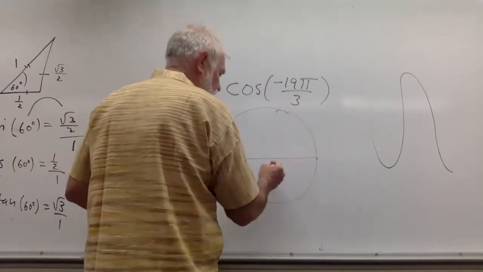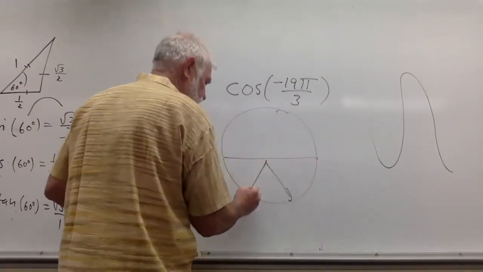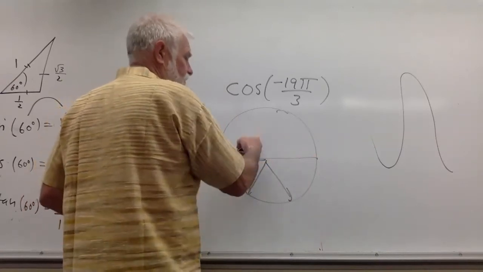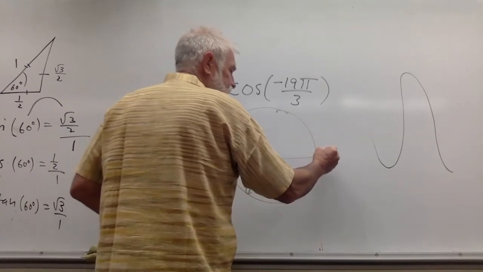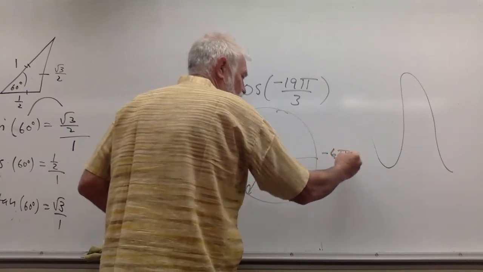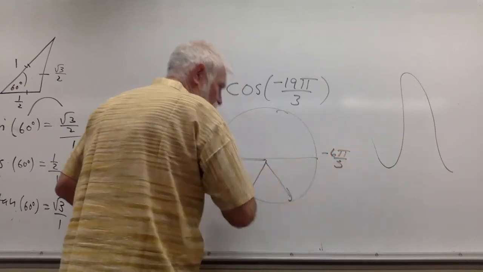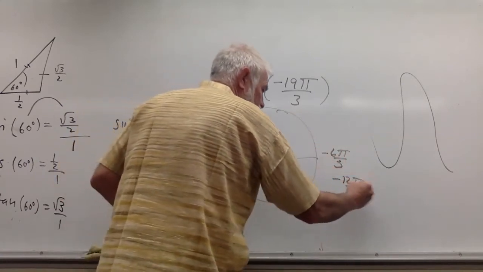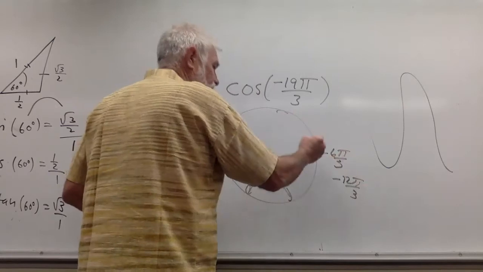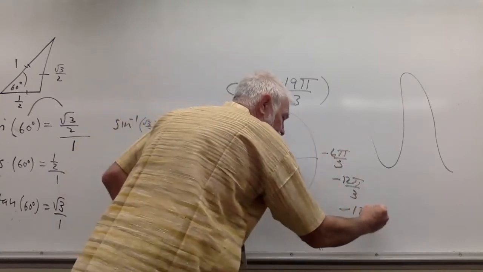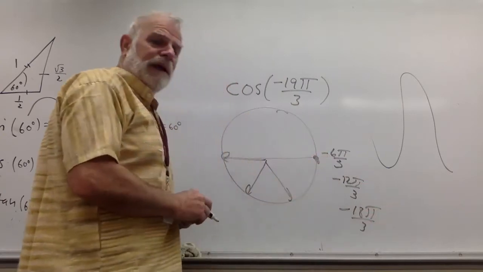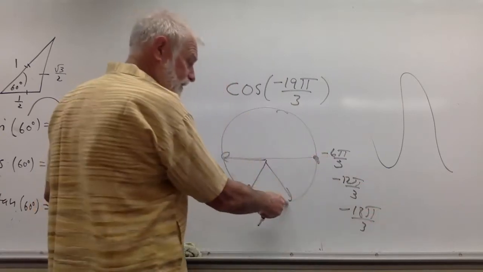So we got 3 down here. There's a chunk of 1, a chunk of 2, a chunk of 3. I guess if there are 3 in the bottom half, if there are 3 in the top half, that means this is negative 6 pi over 3 over here. And we're going in this direction. So I guess negative 12 pi over 3 gets me back. I guess negative 18 pi over 3 gets me here. Those are called coterminal angles. And so I guess 19 is right here.